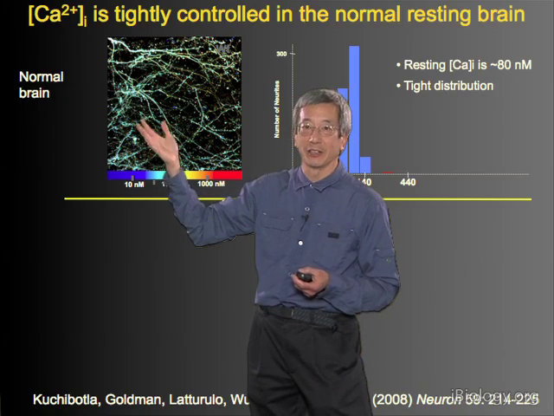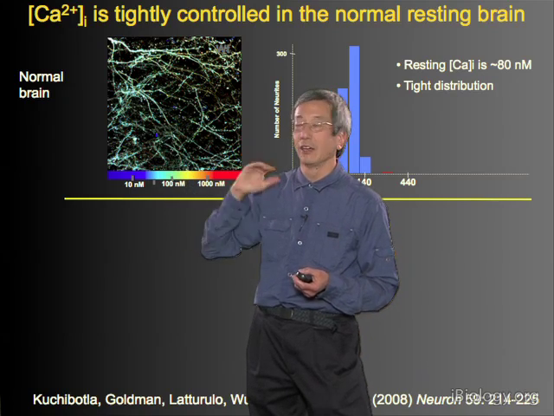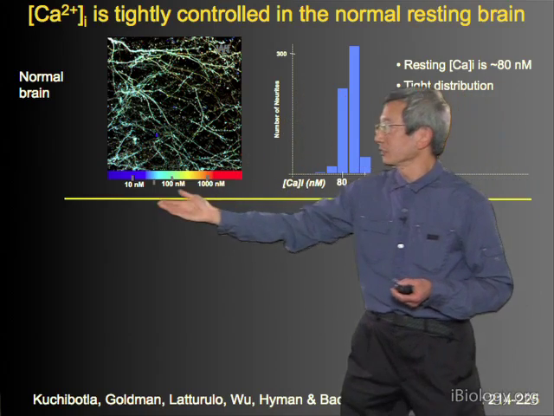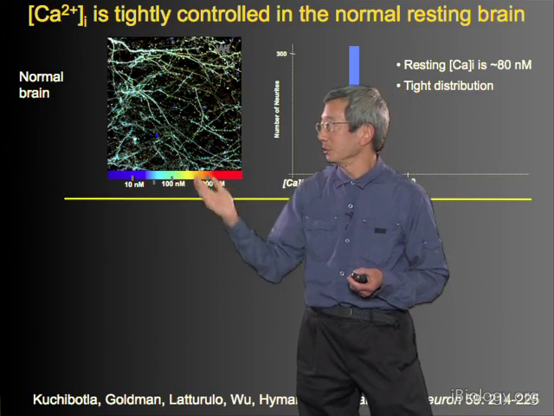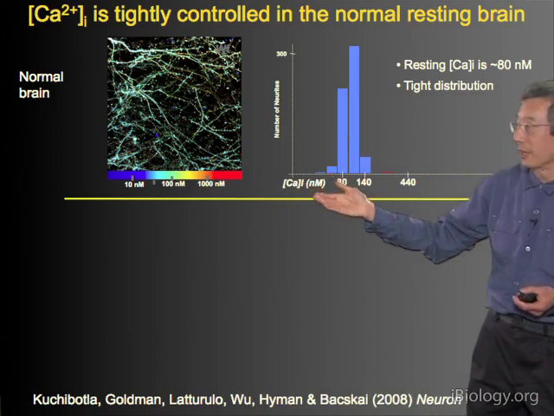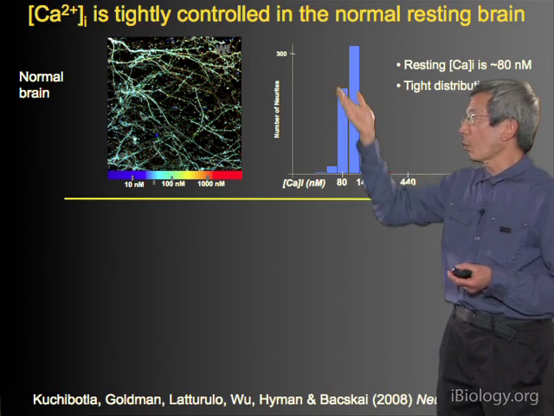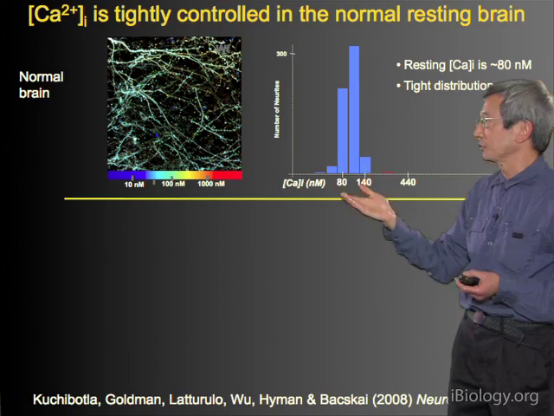This is not a real color. This is the computer coding of what the ratio is, and this is the color scale, and blue-green is somewhere around here, and that tells you that the average calcium was on the order of about 80 nanomolar, and it was quite tightly distributed in this histogram.